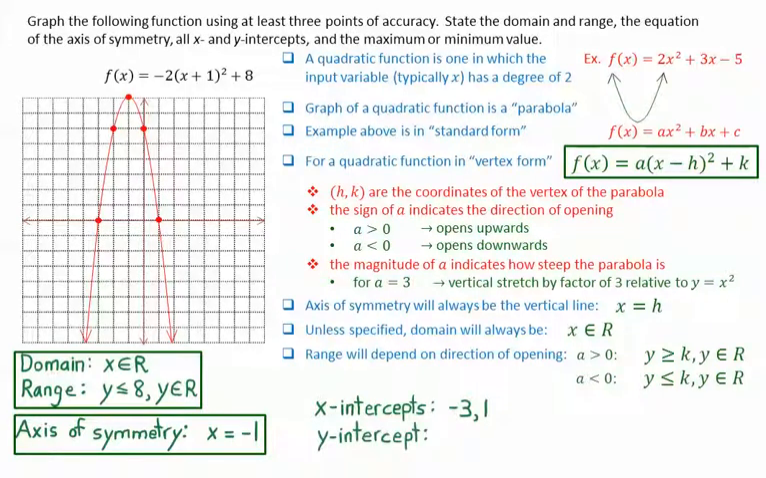The y-intercept corresponds to the point where x equals 0. This corresponds to 6. And finally, because this parabola is opening downwards, it has a maximum value. That maximum value is 8.